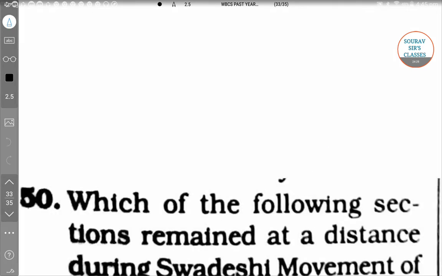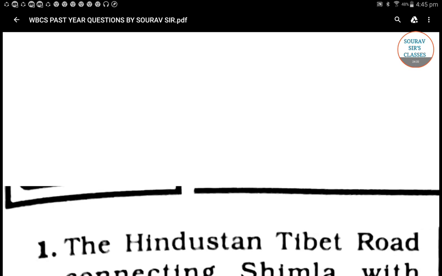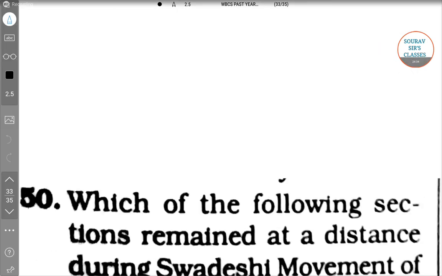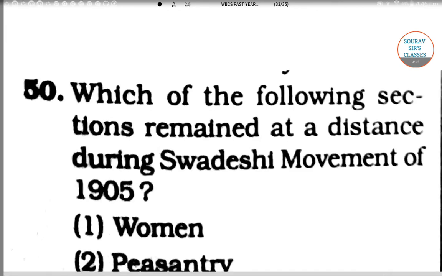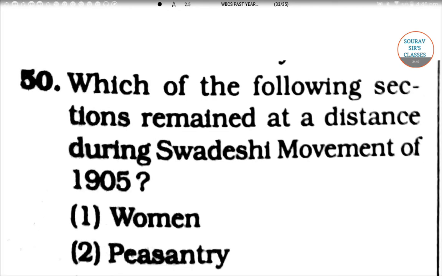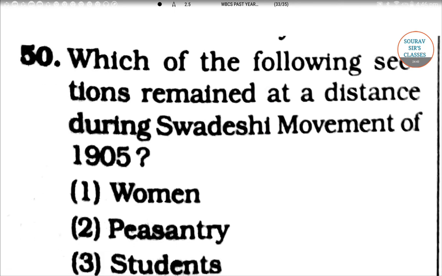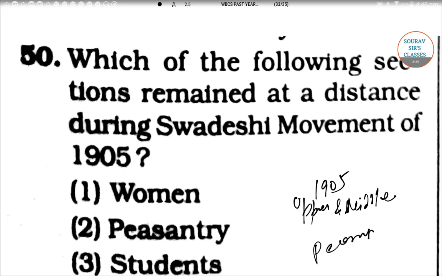Which of the following sections remained at a distance during the Swadeshi movement in 1905? The Swadeshi movement, which was launched against the partition of Bengal in 1905, largely remained confined to the upper and middle classes, intelligentsia, students, and zamindars. It failed to reach the masses, especially the peasantry, which did not actually join in a boycott or massive resistance. So the correct option will be option number 2, that is peasantry. So we can write option 2 is correct.